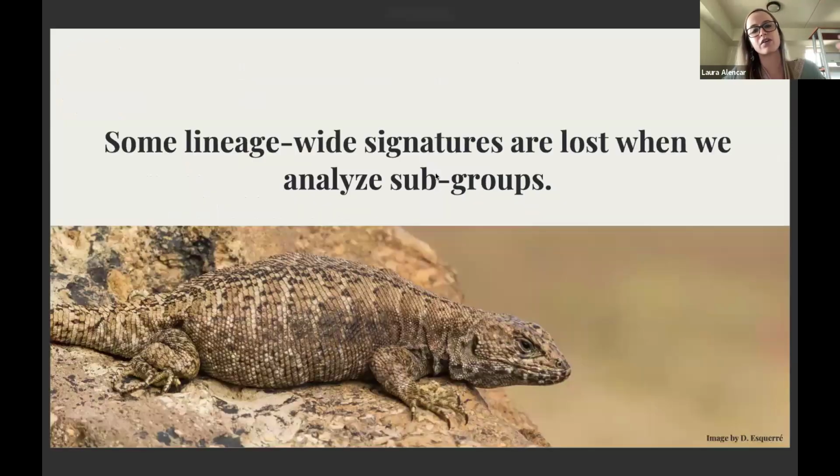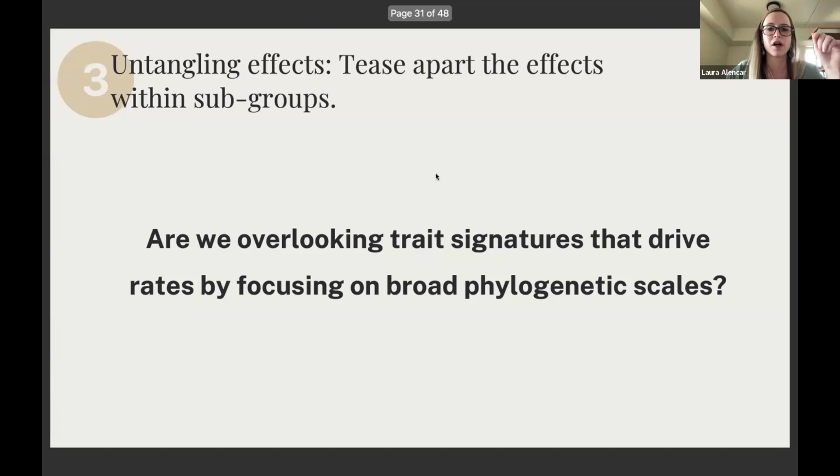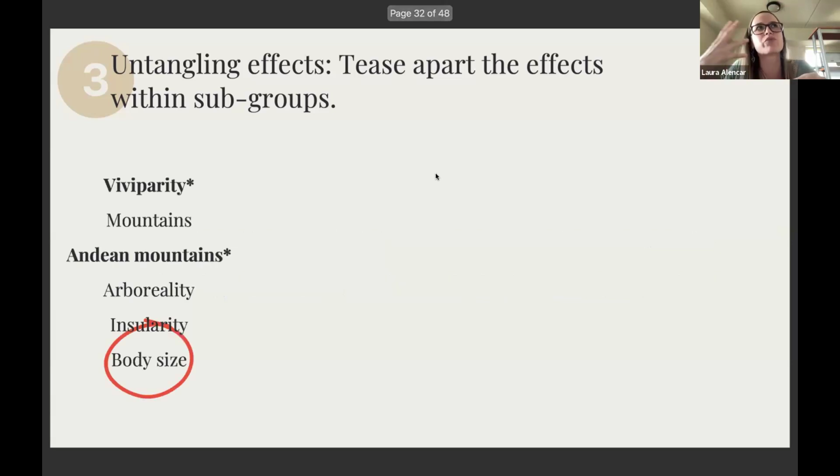So this first set of results led us to conclude that some lineage-wide signatures are actually lost when we analyze subgroups like the Liolaemus. But what about the opposite scenario? What are the odds that we're actually missing signatures of traits that are potentially driving diversification rates because we're focusing on broad phylogenetic scales? So this question came to our mind specifically when we were thinking about body size, because body size is a relative metric, right? Being large or small is relative to the phylogenetic, ecological, or geographic context that a lineage belongs to, right?